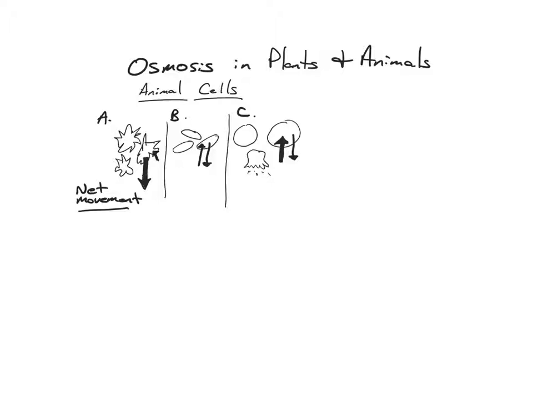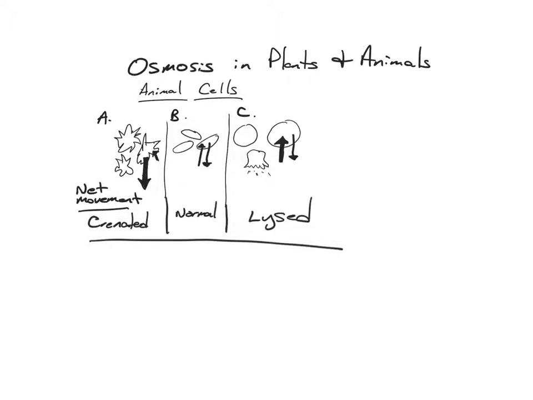All right. We call this lysing. It's called lysed in animal cells. Lysed. We call this obviously the normal. And this one we call crenated. Everybody okay with that so far? Yes or no? All right.